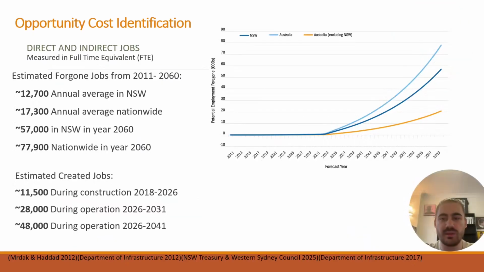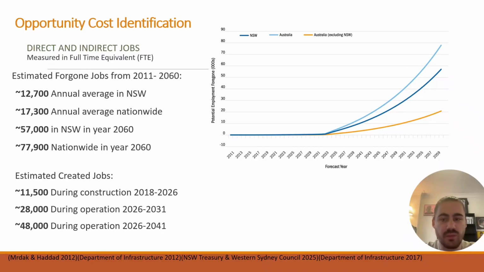Another important aspect of the cost management that directly links to opportunity cost is the realized value of the project, which for a project of this scale includes the economic value of the jobs created. The initial report in 2012 estimated that the foregone jobs for delaying the project increased exponentially to a total of 57,000 in New South Wales and nearly 78,000 nationwide in just 2060.